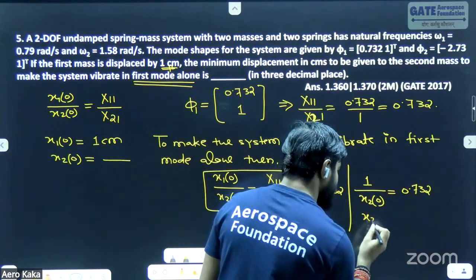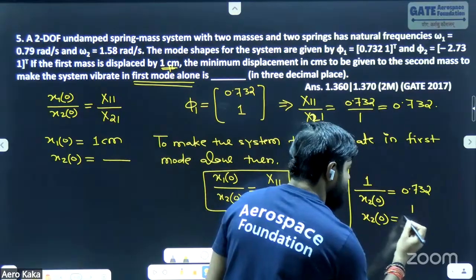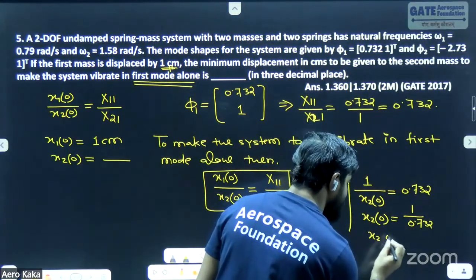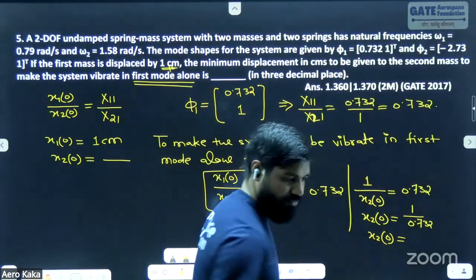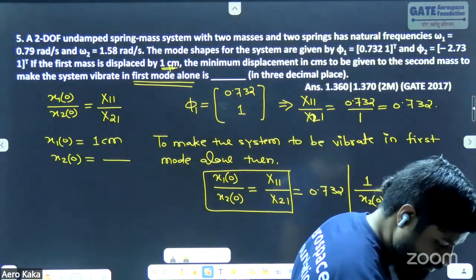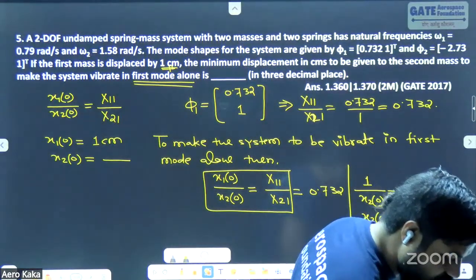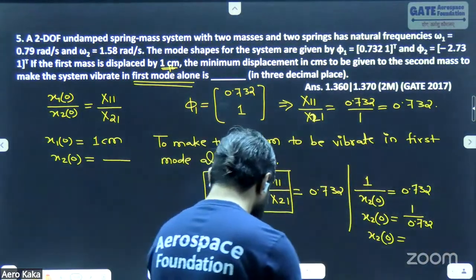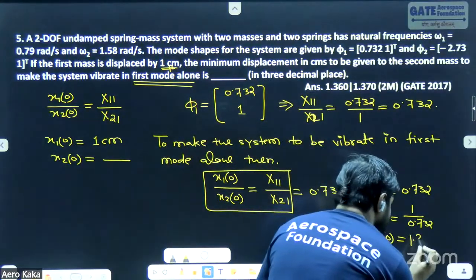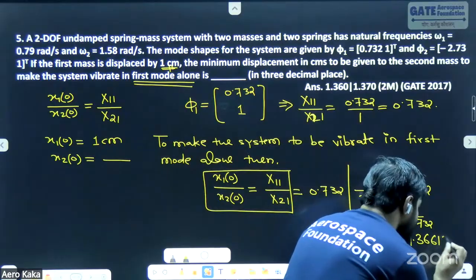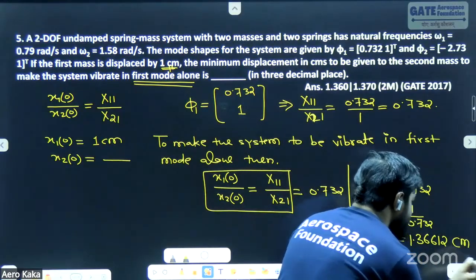So x20 is going to be how much? 1 upon 0.732. Could you tell me what this value is going to be? 1.366. 1 upon 0.732, I'm getting 1.366. Are you getting this? Yes, sir. That's nothing but centimeters only.